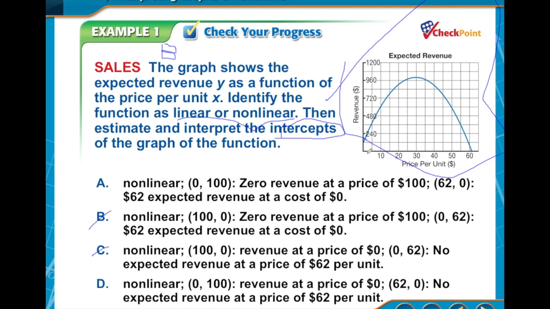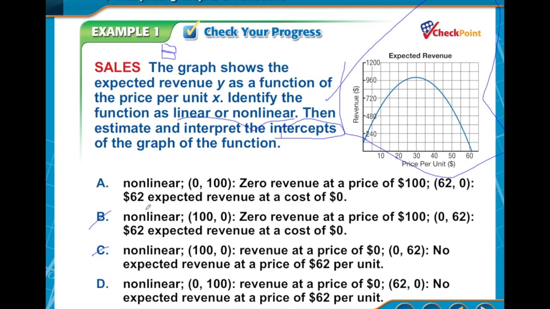My x-axis, where does it cross the horizontal? A little bit more than 60. So that's the point 62, 0. When x is 62, y is 0. And let's see which one has that. Well, A and D both have 62, 0, so those are good.